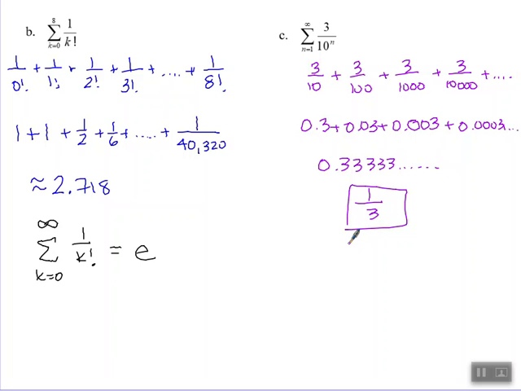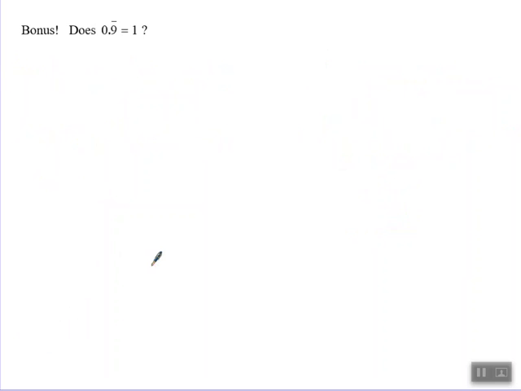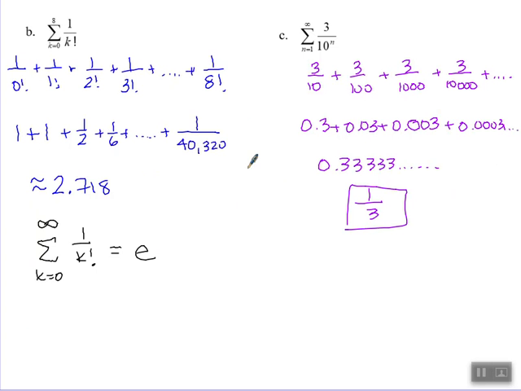This last summation brings us to an interesting idea in mathematics. The question is, does 0.9 repeating equal 1? Well, this summation would lead us to believe so. If I had changed the 3 in the numerator to a 9, would that equal 1? If 0.3 repeating equals 1/3, and I multiply by 3, then I get 0.9 repeating is equal to 1.